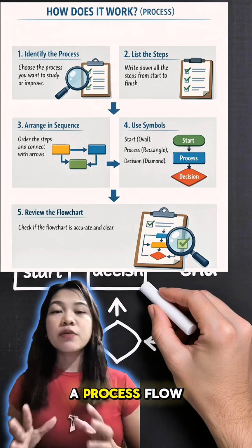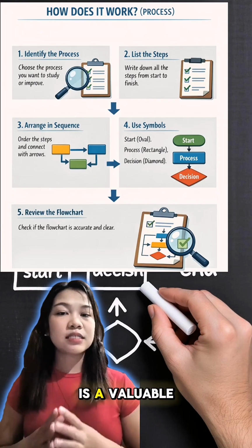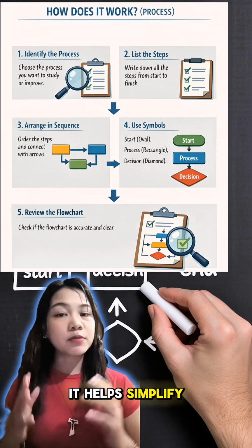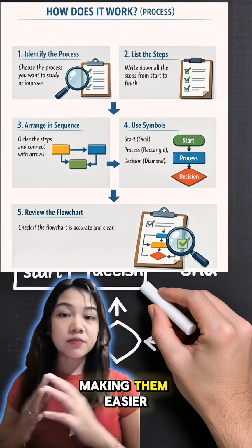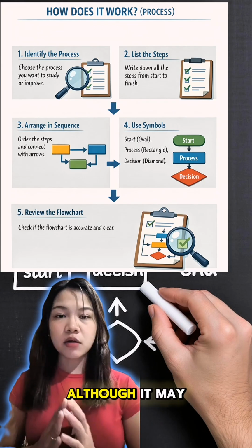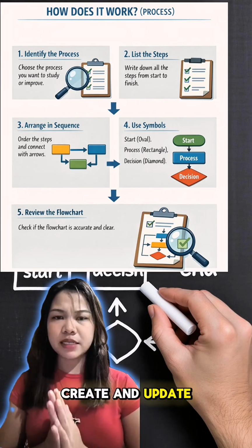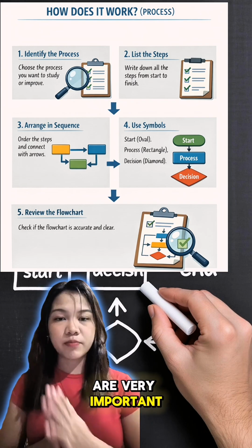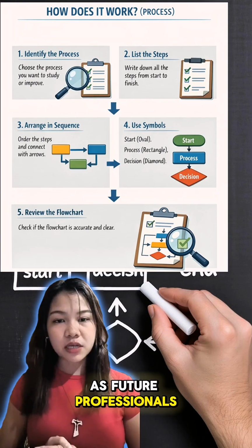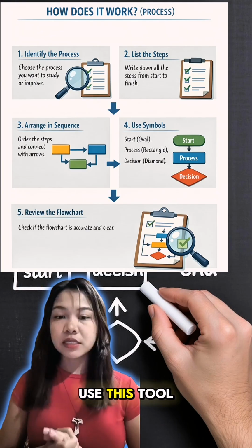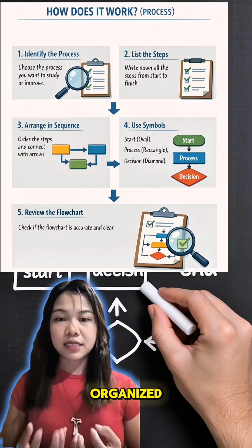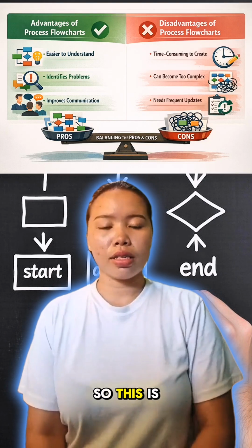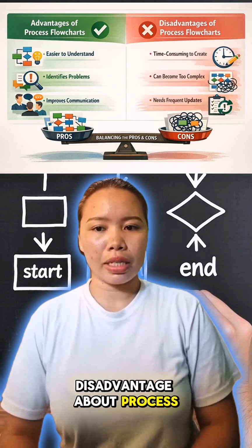So, a process flow or flowchart is a valuable tool in understanding and improving business operations. It helps simplify complex processes, making them easier to follow and analyze. Although it may take time to create and update, its benefits in improving efficiency and communication are very important. As future professionals, learning how to use this tool will help us to become more organized, effective, and prepared in handling real-world business situations. So this is the advantage and disadvantage of process flow.